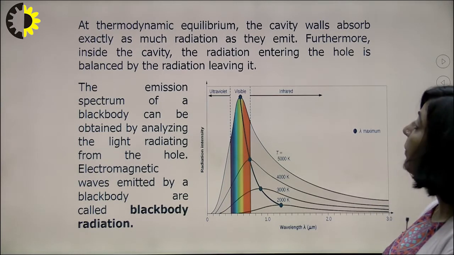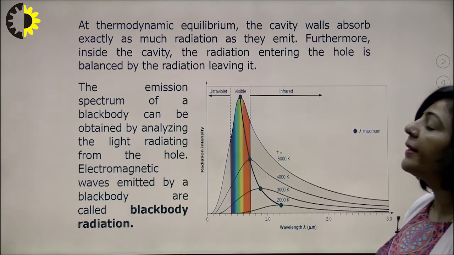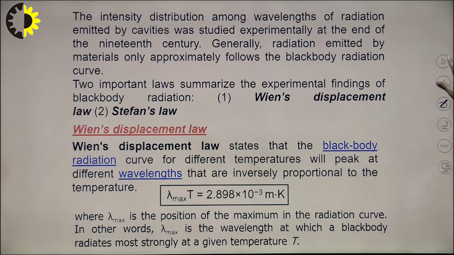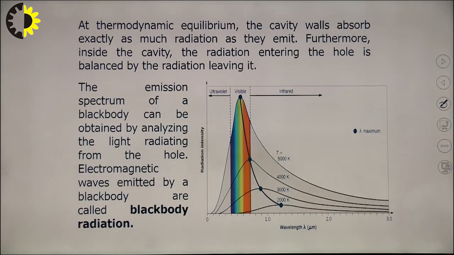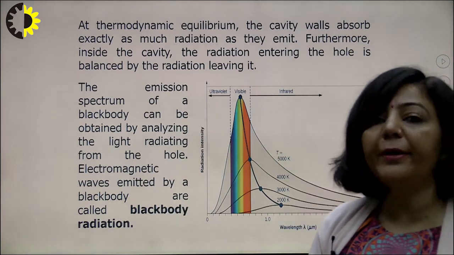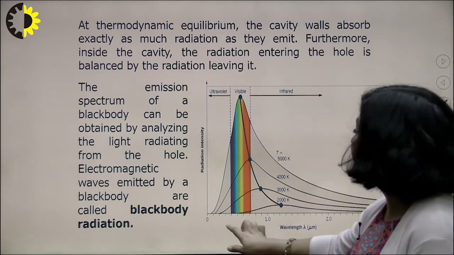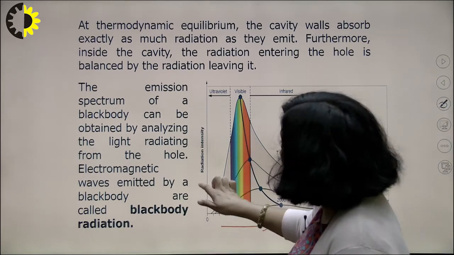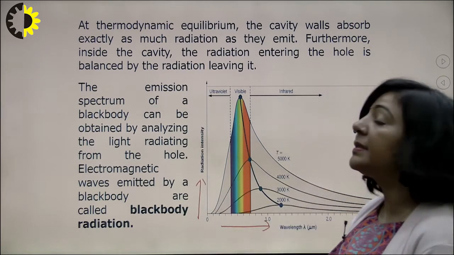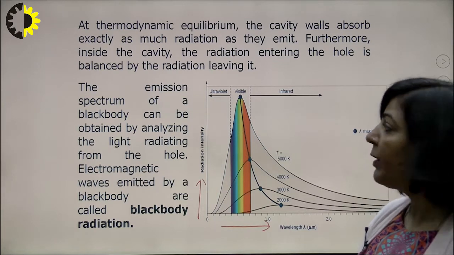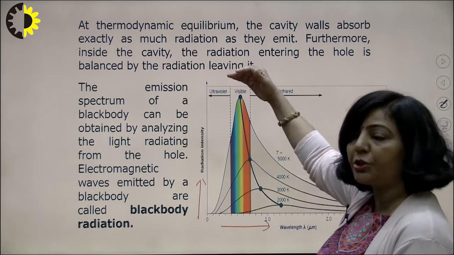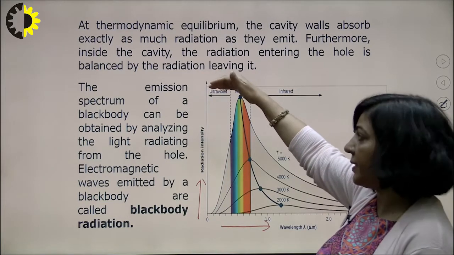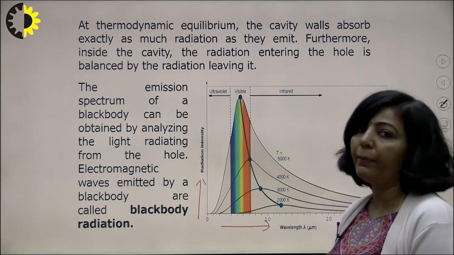So now I am going to discuss this black body radiation spectrum. As you can see, along the x-axis you have wavelength, and along the y-axis you can see the radiation intensity. This is the energy, or you can say the intensity, of those radiations which are emitted by a black body.